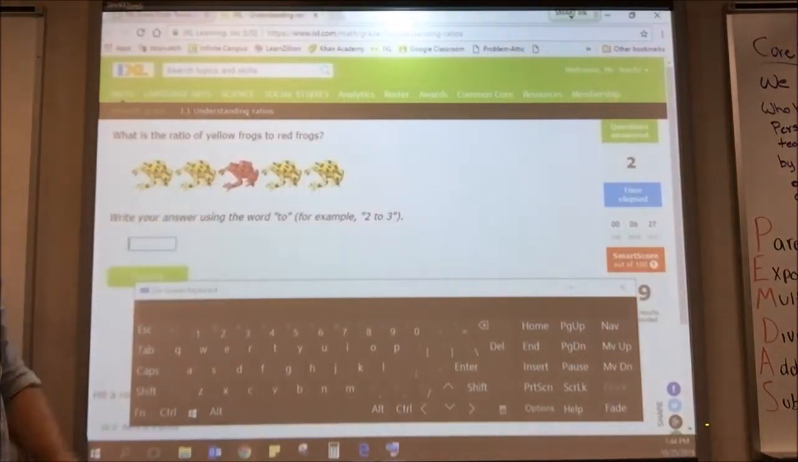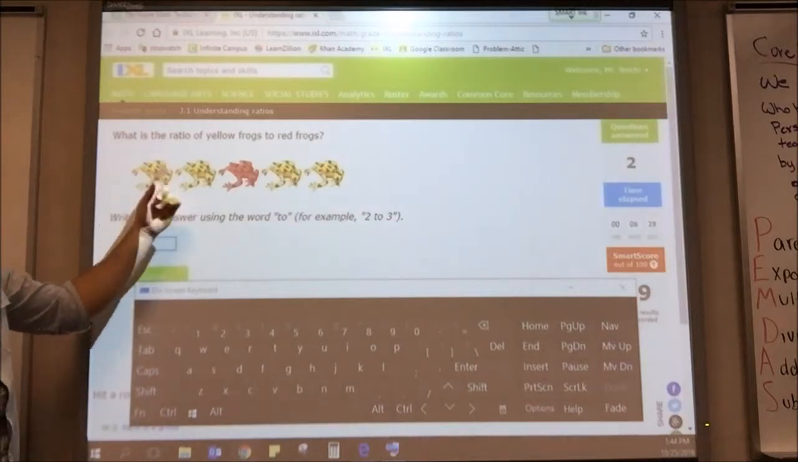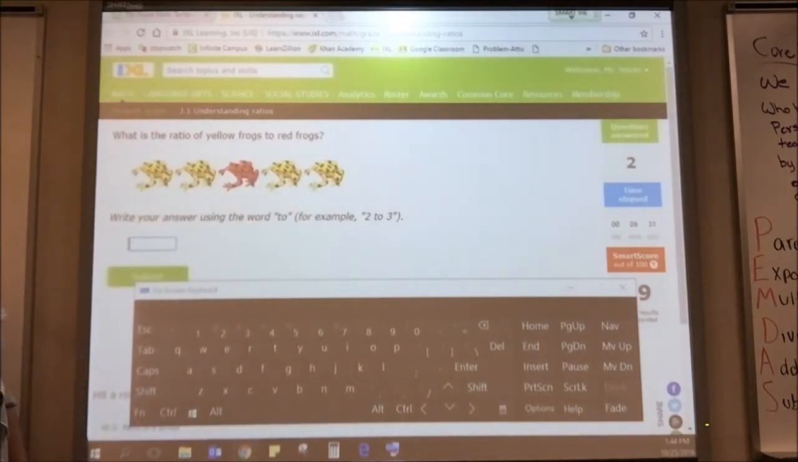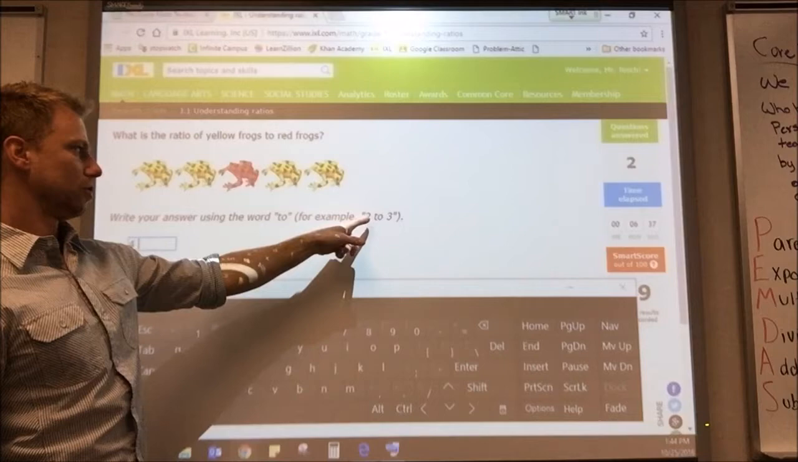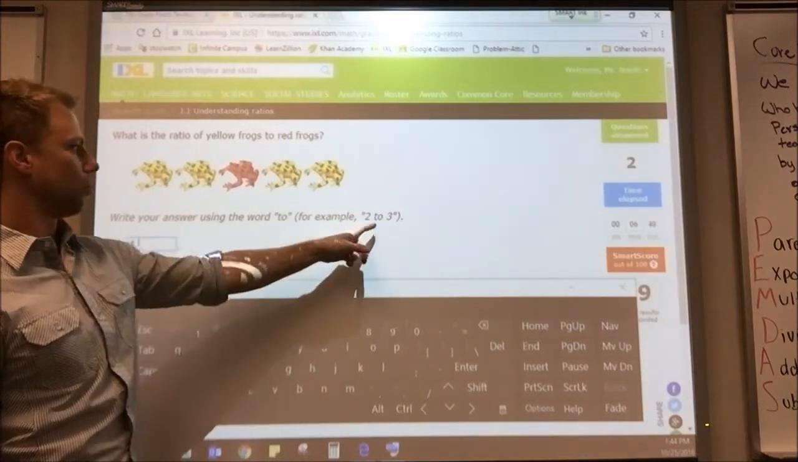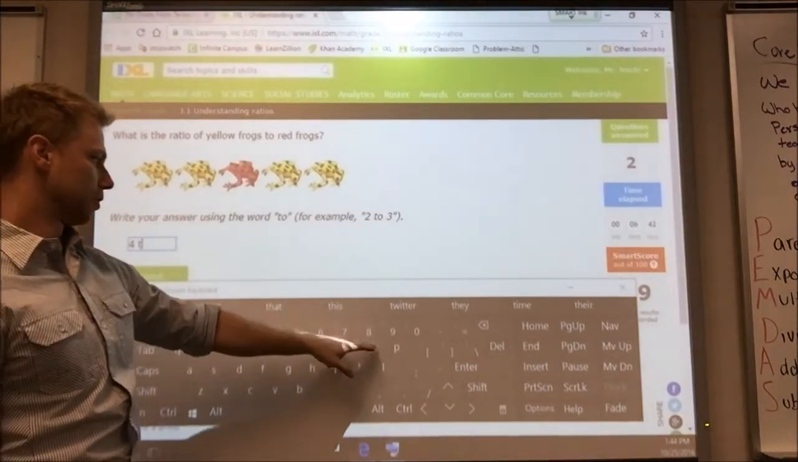The ratio of yellow frogs to red frogs: there's 1, 2, 3, 4 yellow, and there's 1 red. So it tells us how to write it. It says write it 2 to 3, or in this case 4 to 1, using the word to.